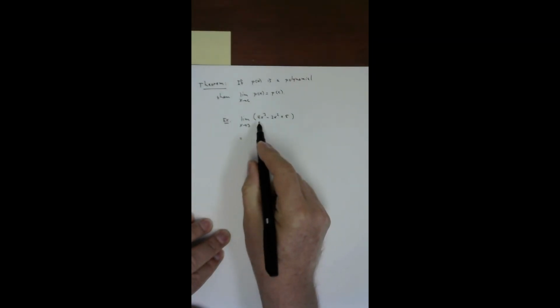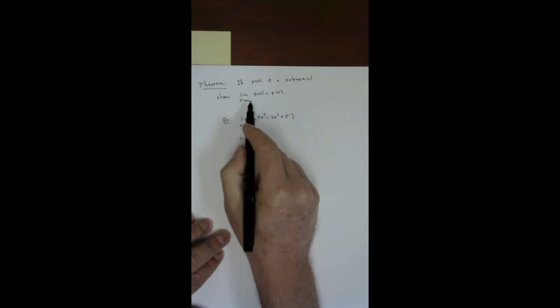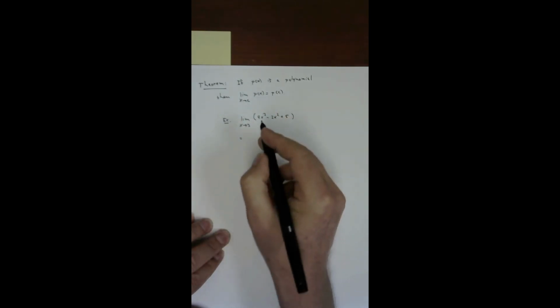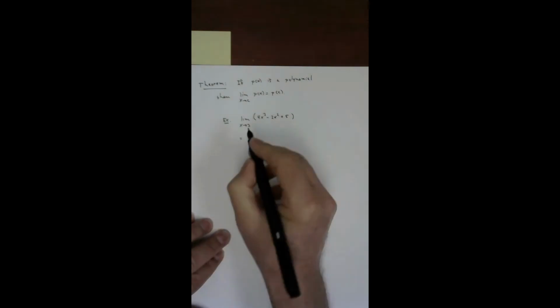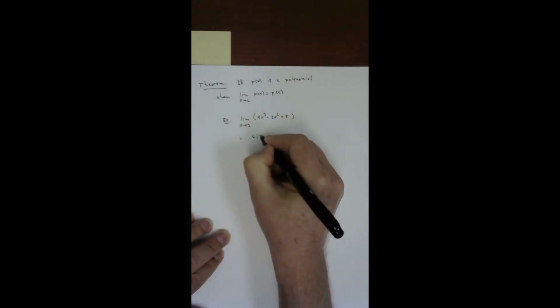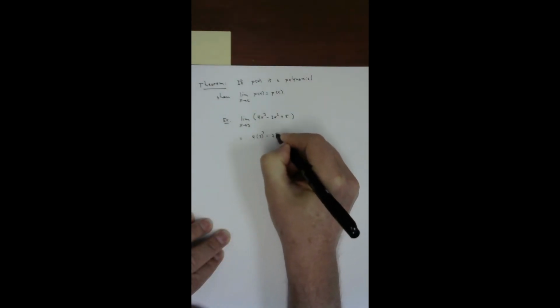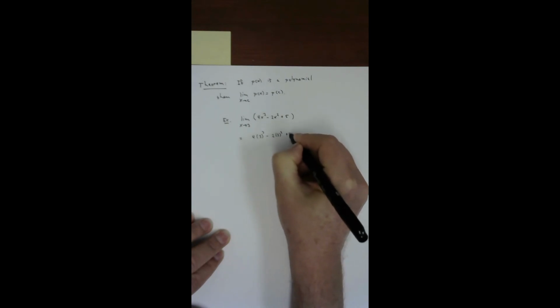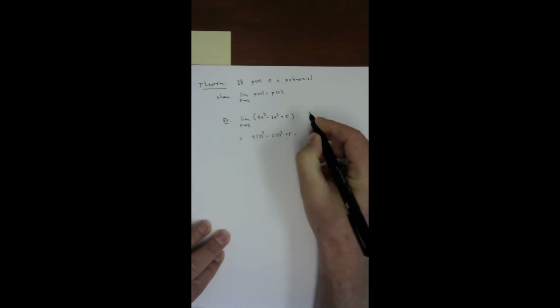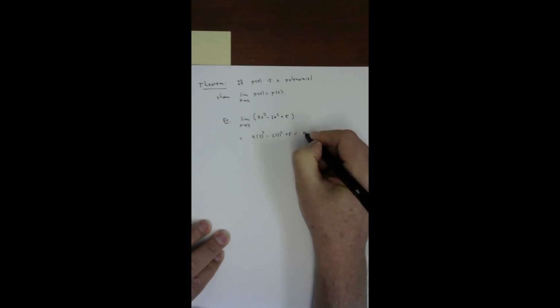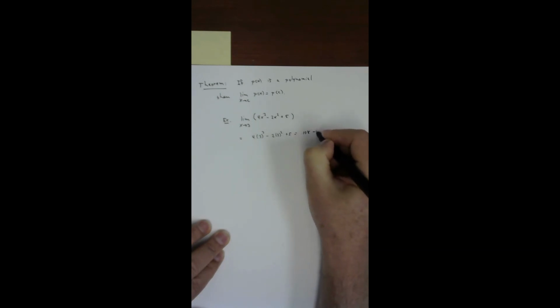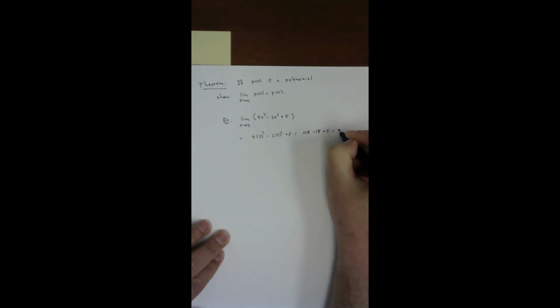Okay, well, according to this rule, all we have to do is plug 3 into our polynomial. 4 times 3 cubed minus 2 times 3 squared plus 5. That turns out to be 95. You could check this with your calculator. 108 minus 18 plus 5 is 95.